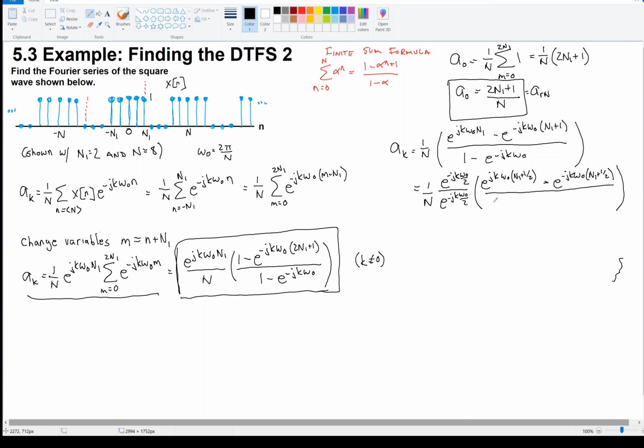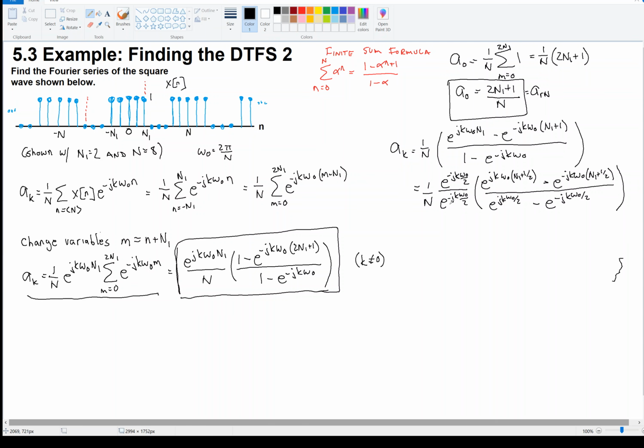So what do I have in the denominator? Then I have e to the positive jk omega 0 over 2, right? So they cancel and make 1. And then I have e to the minus jk omega 0 over 2. And so now the signs work together, and they add up to 1. The fractions go away, and I get the same thing back.